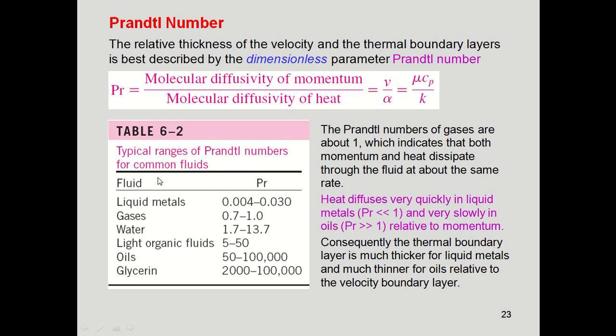So these are the typical ranges of Prandtl number for common fluids. For liquid metals, the Prandtl number is 0.004 to 0.03. So the Prandtl number increases for gases and then water, and it increases up to glycerin.